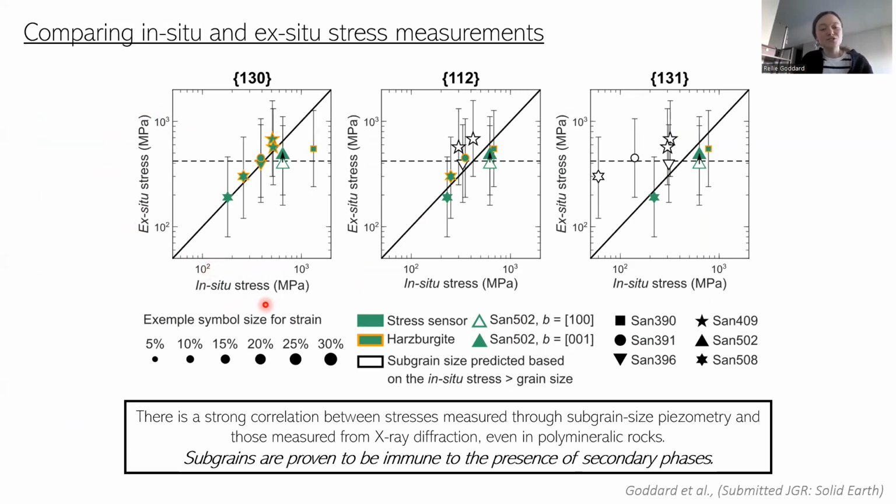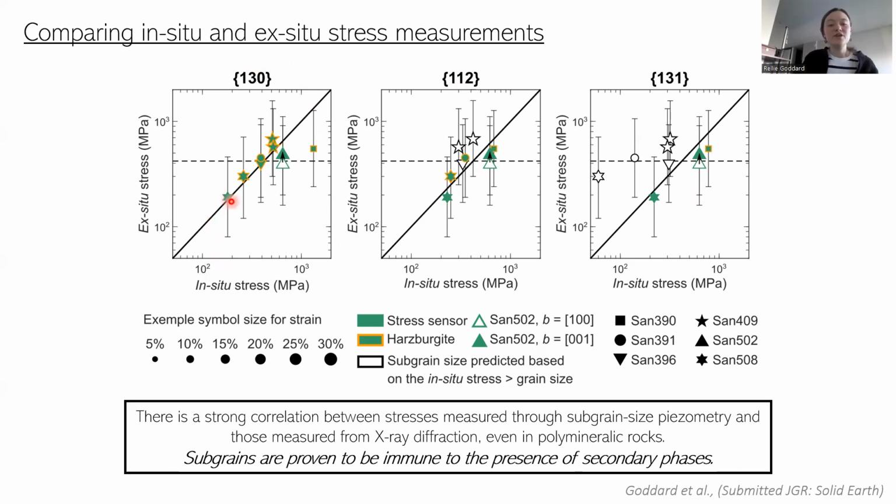And your in situ stress is the stress measured through X-ray diffraction, and that's on the last increments of deformation experienced by the sample. We have three examples here because, as I said, there are 3 different diffraction peaks that we're measuring stresses in, and we wanted to compare the subgrains to all of them. And then this black line represents the one-to-one relationship between the ex situ stress and the in situ stress.